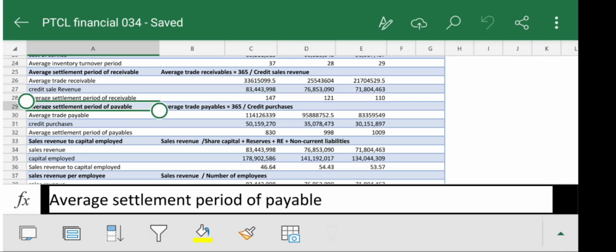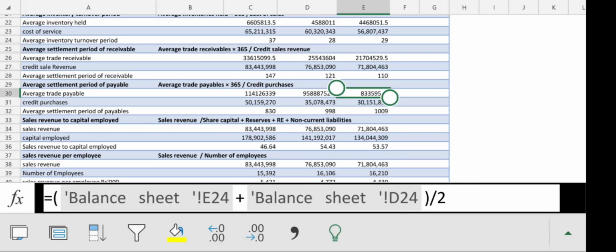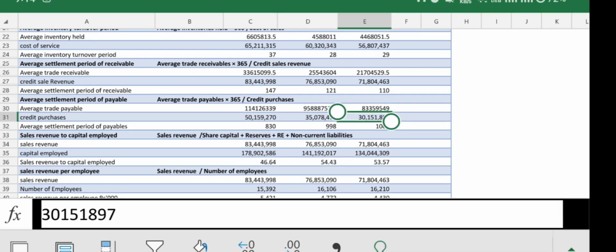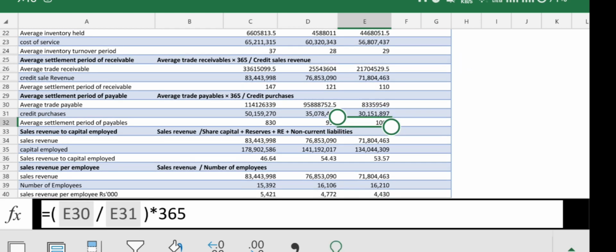Next, we have the average settlement period of payables. The formula is average trade payables multiplied by 365 divided by credit purchases. In this ratio, we analyze how much time the company takes to settle its payables. We get the average trade payables from the balance sheet, and the credit purchases from the reports because they are not mentioned in the financial statements. Then put them in the formula and get the answers: 1009 and decreasing yearly.